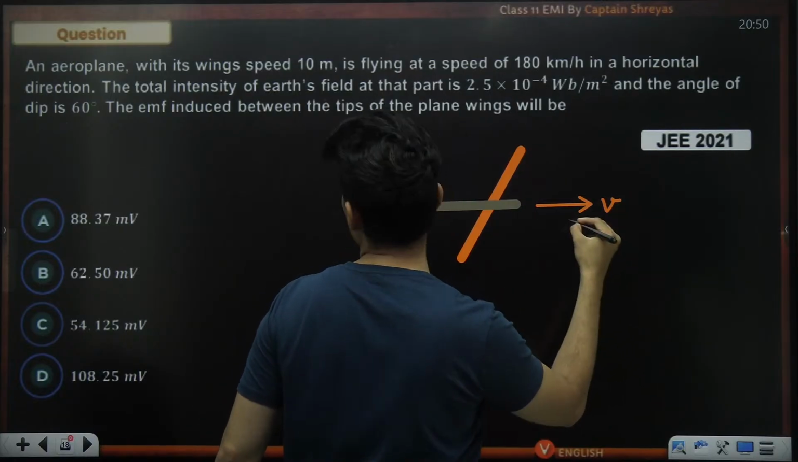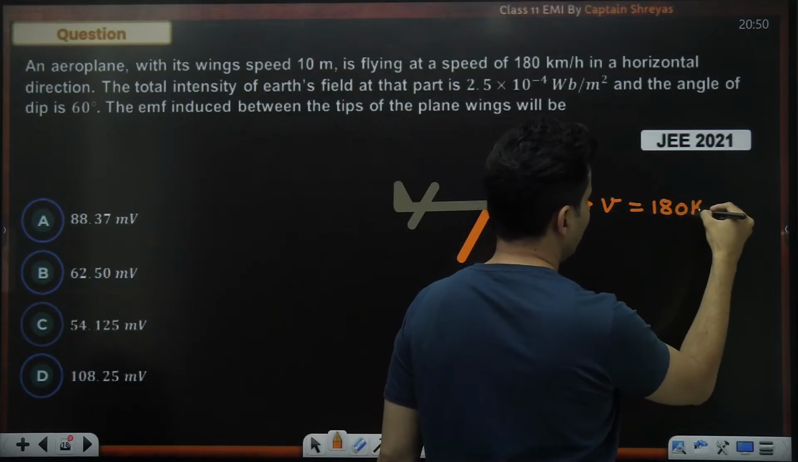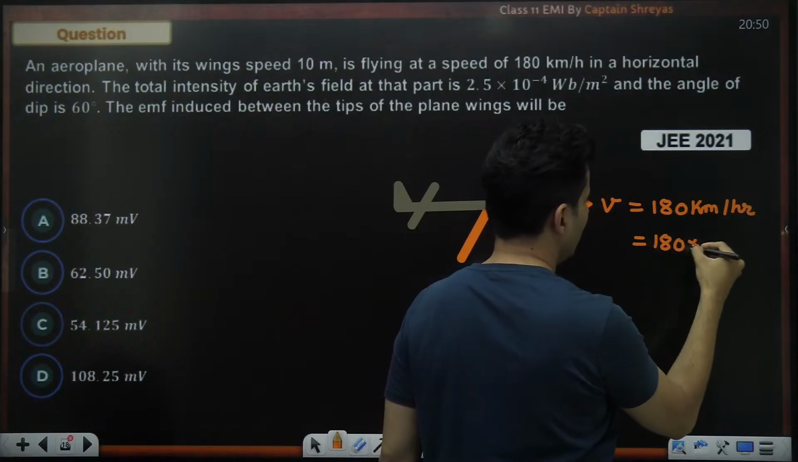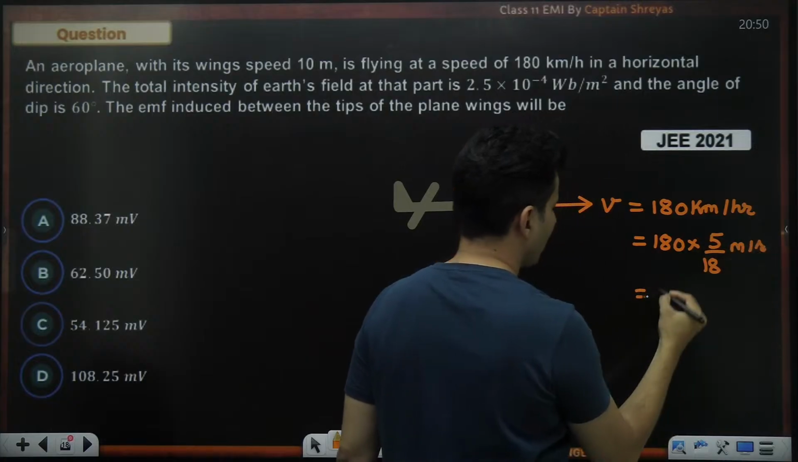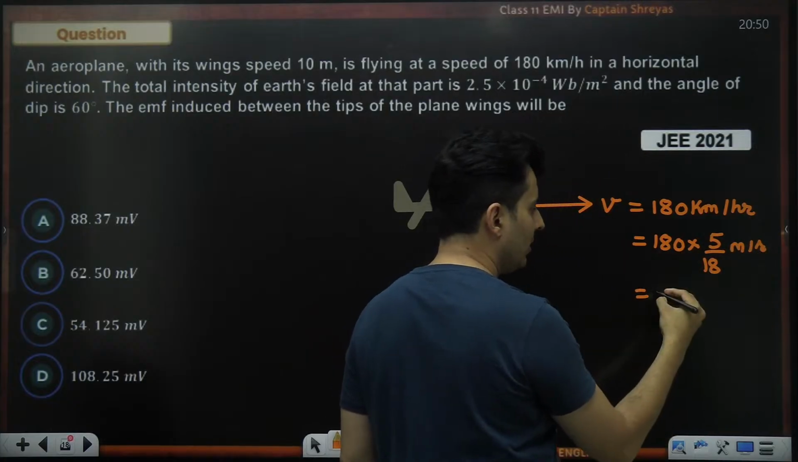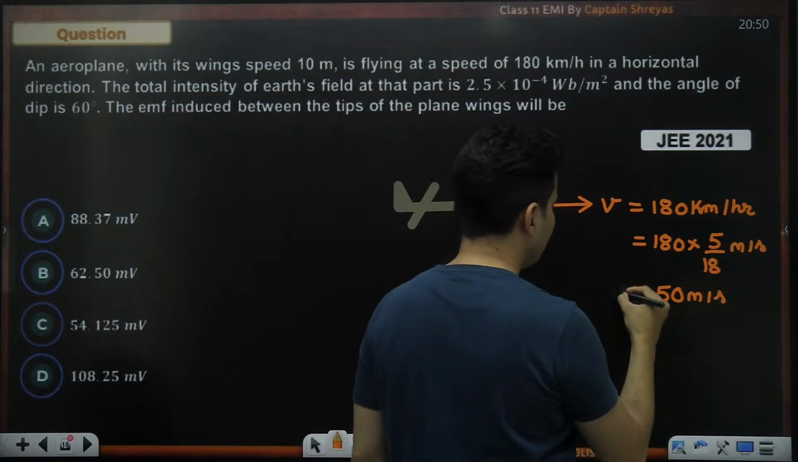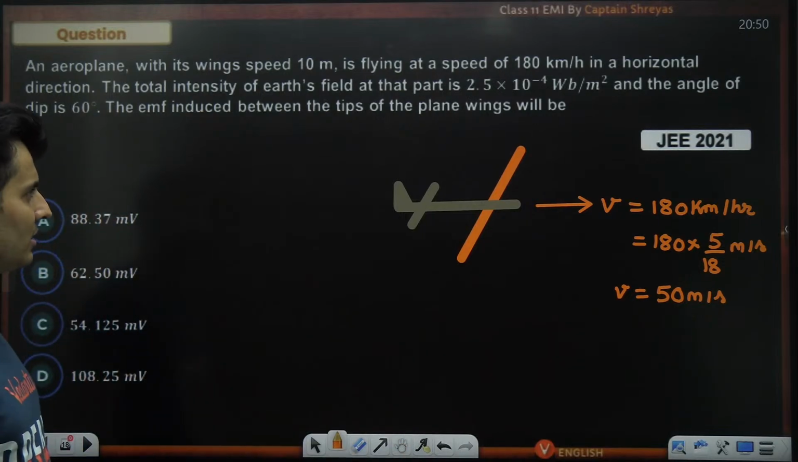This is the velocity. Now that velocity is given to be 180 kilometers per hour, which is 180 into 5 by 18 meters per second. 180 by 18 is 10, so 10 into 5, that's 50. So 50 meters per second is that velocity that is needed, because we'll do it in SI units.